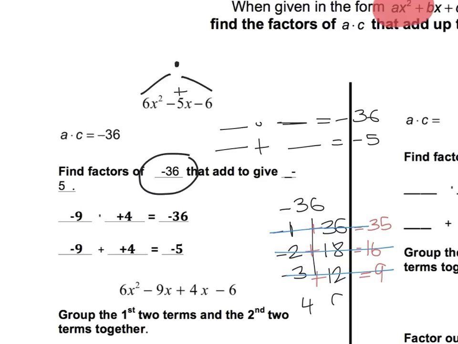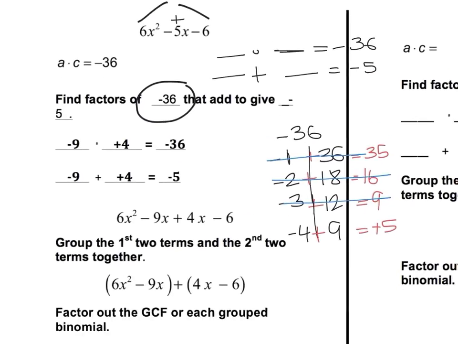4 times 9 is 36. But I need one of them to be negative. So negative 4 times 9 is negative 36. Now they add to give me a positive 5. I need a negative 5. I got the number, but not the sign. So what I need to do is just switch the sign. So 4, negative 9. So 4 times negative 9 is a negative 36. And if I add 4 and negative 9, that will give me a negative 5. So these are my two numbers.